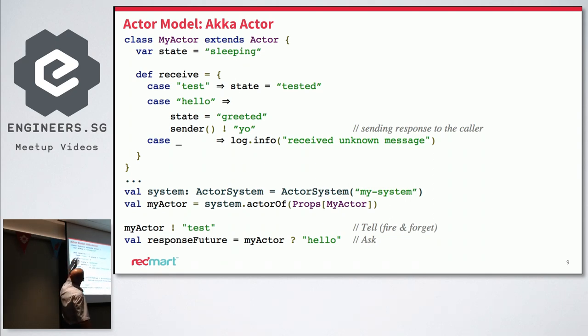So typically the end of the receive is like that: case underscore, log, or for receive, that unknown message, or log error or something like that. Do you need to reply to the originator with some acknowledgement? No, you don't have to. If it's not needed at all, you don't have to. Just receive that unknown message.